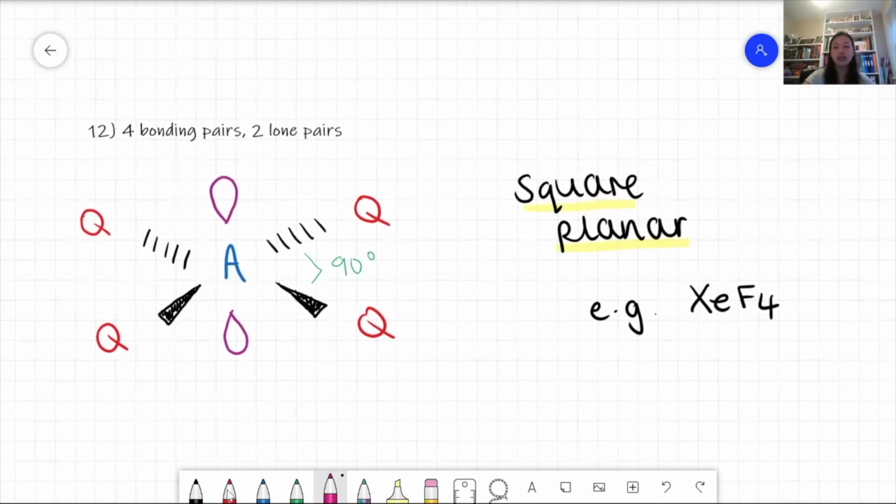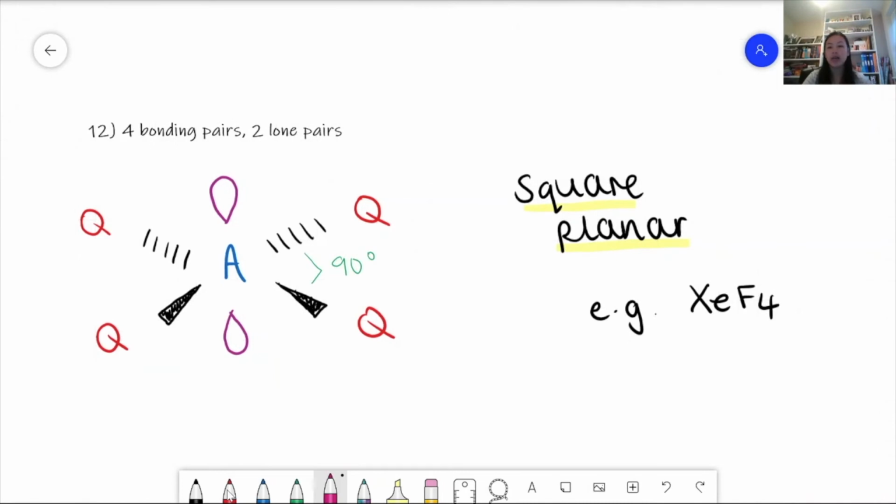And then the last one is with 2 lone pairs and 4 bonding pairs. So it becomes planar again. And the angles are 90 degrees, which makes sense because there's 4 of them, and 360 divided by 4 is 90. And then we call this square planar, because it's a square and also because it's flat.